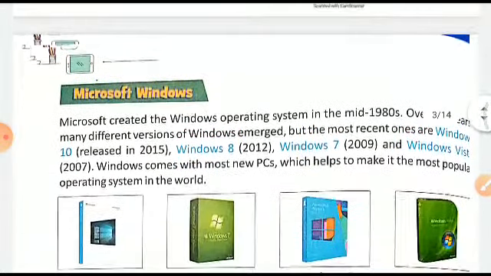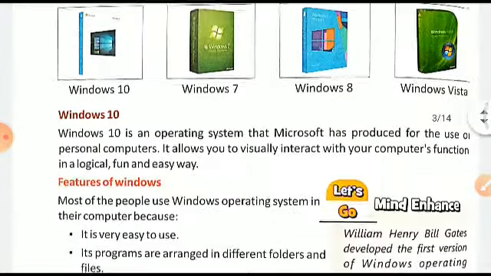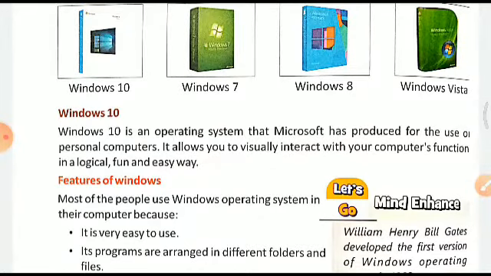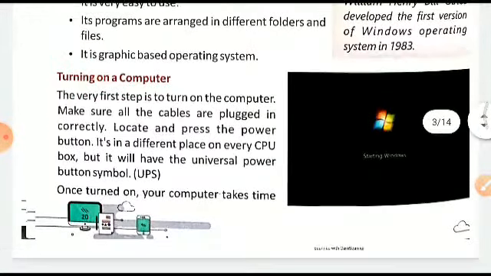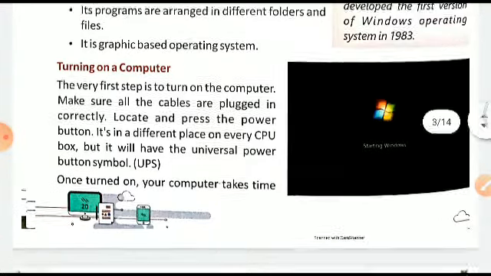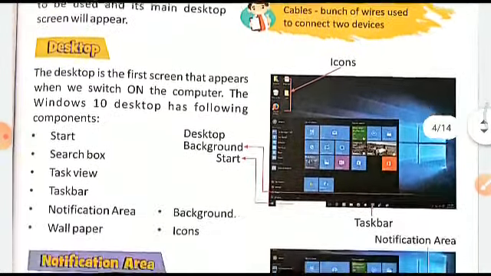Then we moved on to see the versions of Microsoft Windows, and we also came to know that the first Windows was created by the great Bill Gates, and Windows is widely used because of its features. It's very easy to use. Programs are arranged in different files. It's a graphic based system. Then we saw how to turn on the computer, and we saw that booting is the process of starting the computer. Now we come to the desktop.